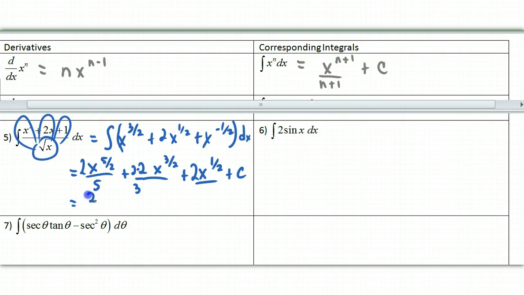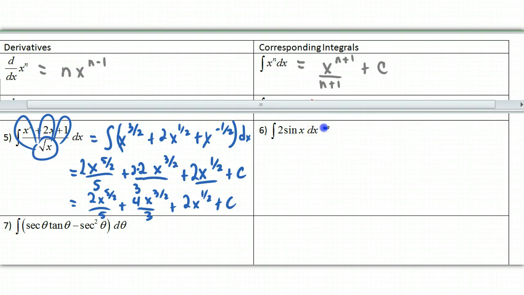Clean this up a little bit. 2x to the 5/2. We're going to get a lot of fractions here. I learned how to do fractions by doing calculus. 4/3, so it's 4x to the 3/2 plus 2x to the 1/2 plus c. There's my integral. I highly recommend that you take each one of these terms and take the derivative of them to make sure that you get back to here, here, and here, and double check to make sure I didn't make a mistake.